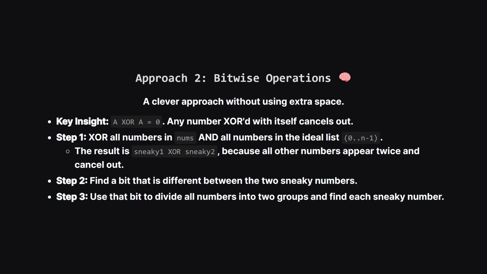Okay, now for a really clever method that uses bitwise operations. This one feels a bit like magic at first. The key property we're going to use is that any number XOR'd with itself is 0. Think about it. All the good numbers appear once in our input list, and once in the ideal list from 0 to n-1. The two sneaky numbers, however, appear twice in our input list, and only once in the ideal list. So if we XOR everything together, all the numbers in our list, and all the numbers from the ideal list, what happens? All the good numbers cancel out, leaving us with just the XOR of the two sneaky numbers.